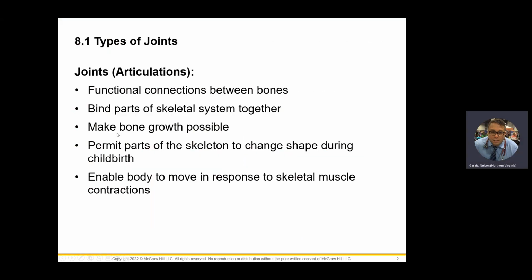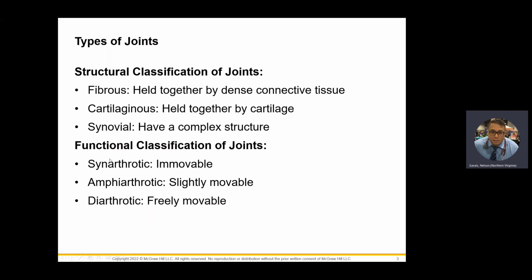So if you look at this, of course, joints, also known as articulations, these are nice to know, but let's get to the crux of the matter. This is a big slide right here. Notice that the structural and functional classifications overlap. So fibrous and synarthrotic belong to the same category. Cartilaginous and amphiarthrotic belong to the same category. And synovial and diarthrotic belong to the same category.